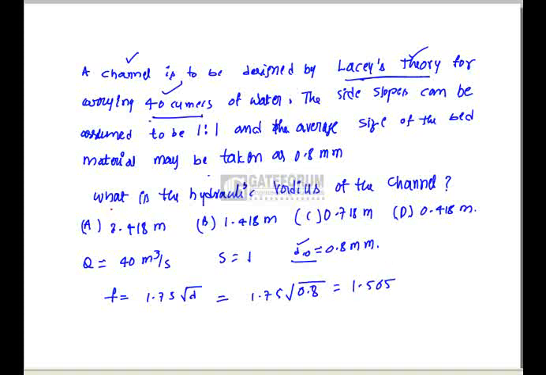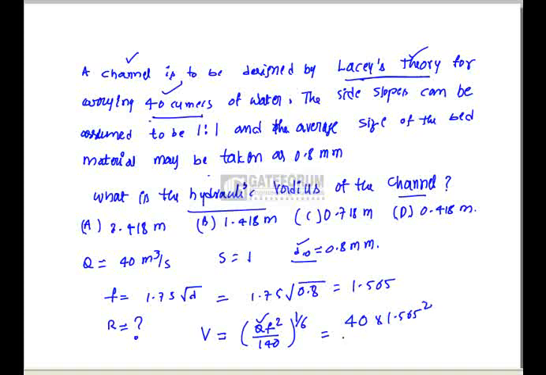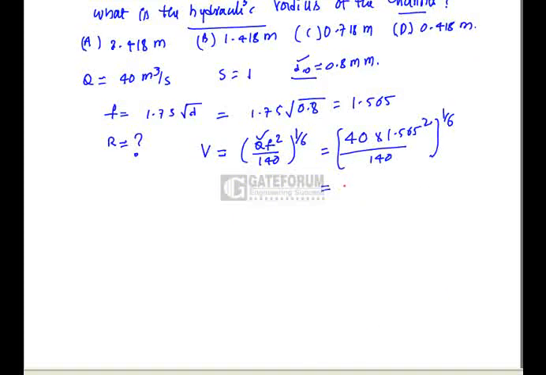What we have to find out is the hydraulic radius R of the channel. From the data given above, we have to calculate the velocity through the channel from Lacey's theory. Q F square by 140 is an empirical relation for finding out the velocity, that is V equal to (Q into F square by 140) whole power 1 by 6, with Q as 40 and F as 1.565, that is equal to 0.9422 meters per second.